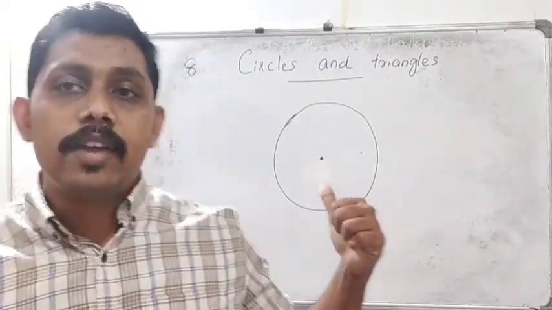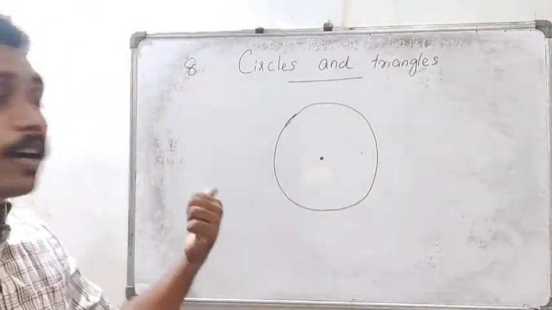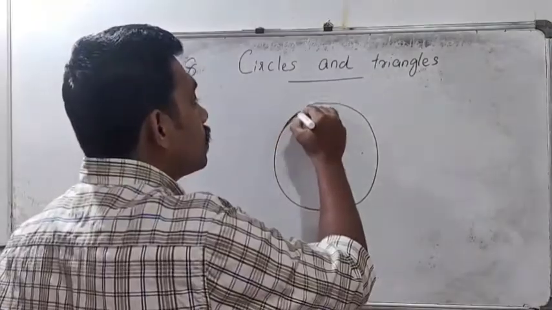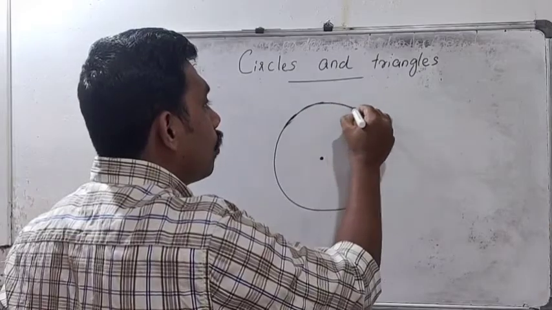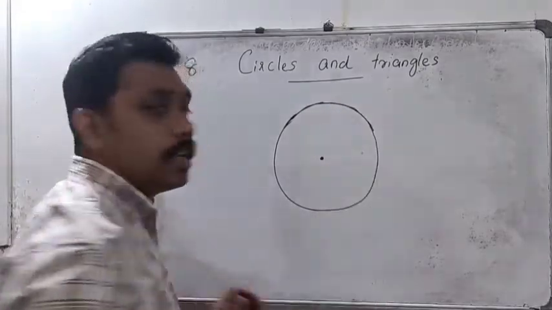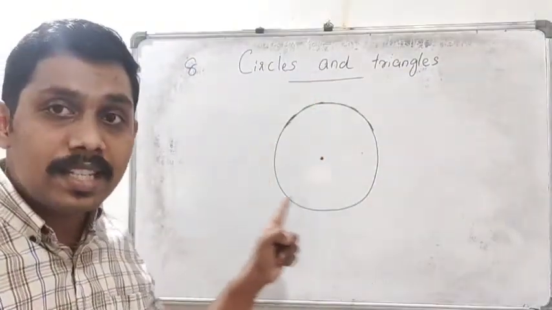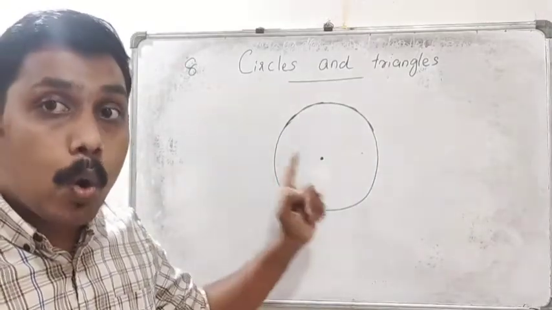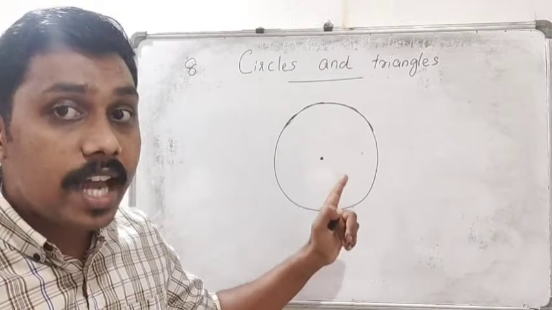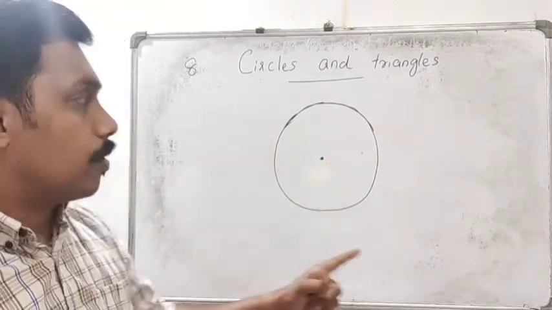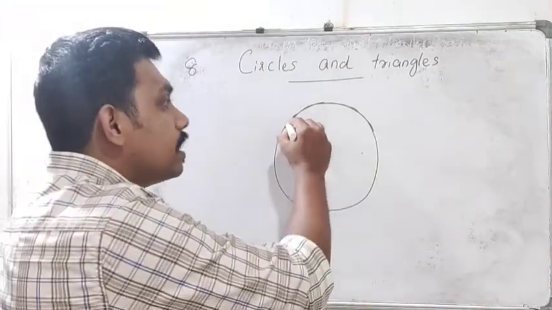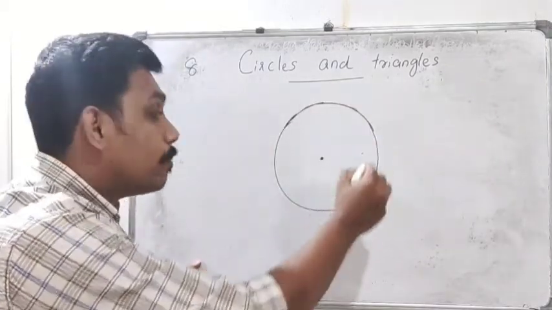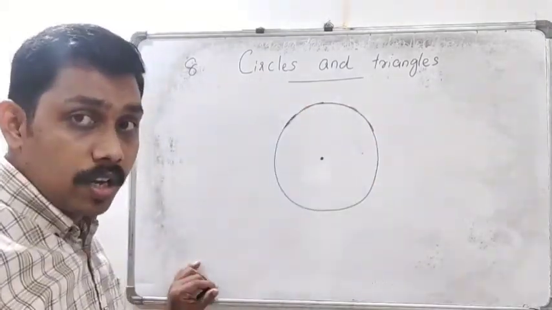So what is a circle? A circle is a closed curve. You can see a figure here. This circle is formed with so many points, isn't it? There are so many points on this curved path. A circle is a closed curve, and in this closed curve there are so many points.